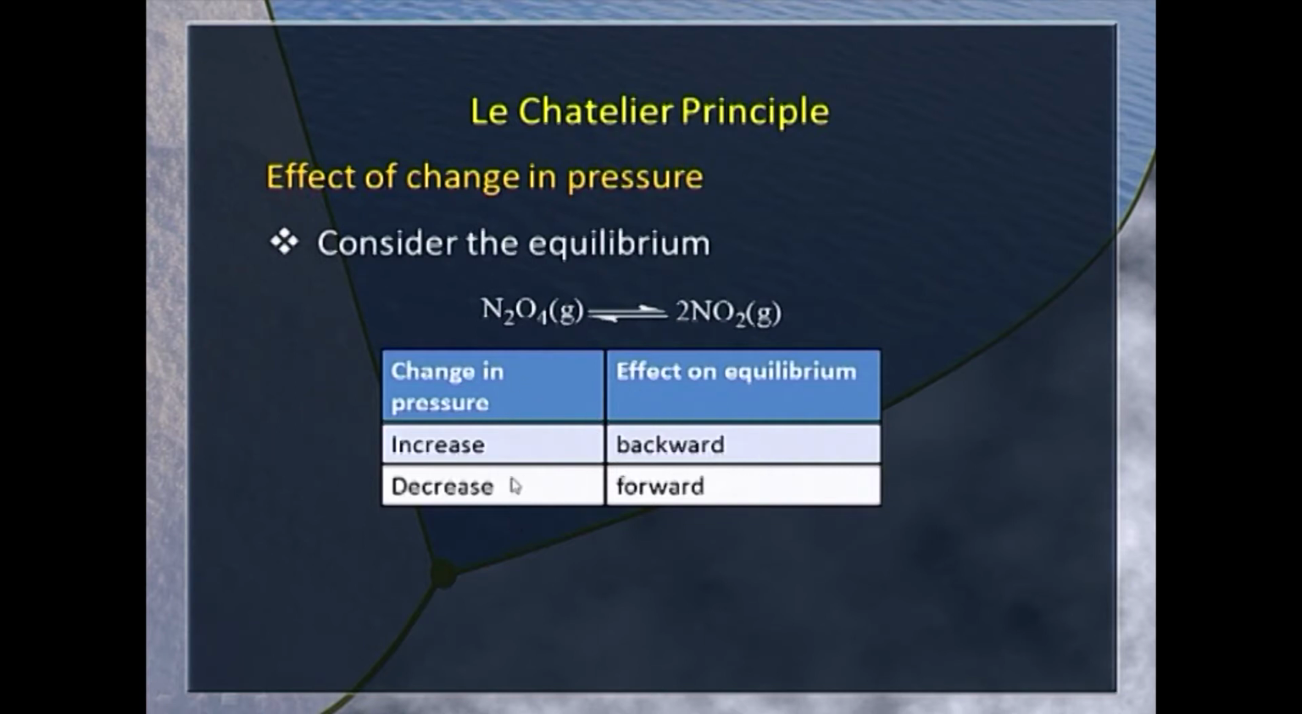When we have a decrease in pressure overall, it will like to go in a direction where more number of molecules are produced, which results in the higher pressure. So, the forward direction will be preferred. We have to understand that if no gaseous reactant is there, we cannot have this effect seen in the equilibrium.